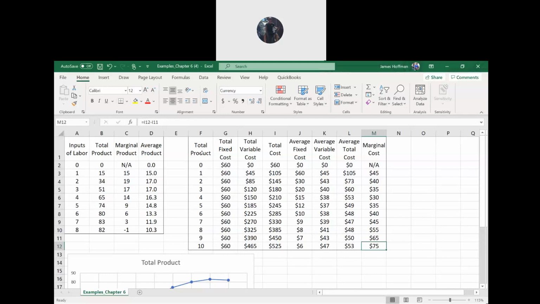Okay, so we see how, when we're given total product, total fixed cost, and total variable cost, we now know how to calculate total cost, average fixed cost, average total cost, average variable cost, and marginal cost. So if we're given this, we can apply the simple definitions and calculate this stuff.